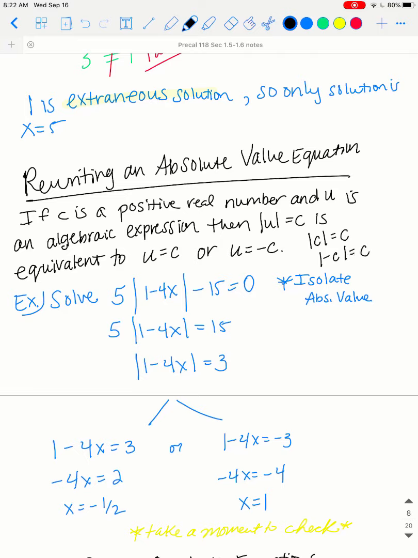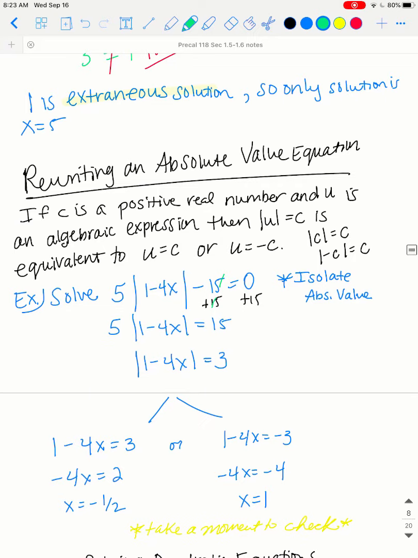So we're going to go ahead and solve 5 times the absolute value of 1 minus 4x, minus 15 equals 0. So we're going to go ahead and try to isolate the absolute value, similar to what we did with radicals. So then we're going to move the 15 to the right side by subtracting it, or by adding it. So that cancels. We're left with 5 times the absolute value of 1 minus 4x equals 15. And then we're going to divide by 5 on both sides. And then we get the absolute value of 1 minus 4x equals 3.